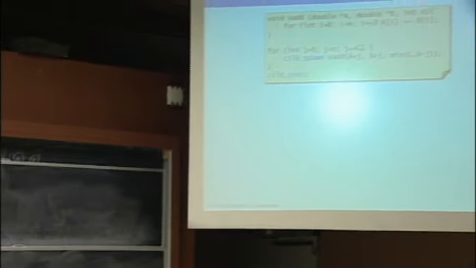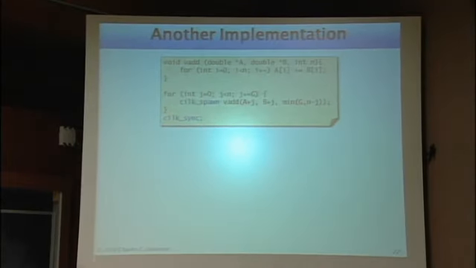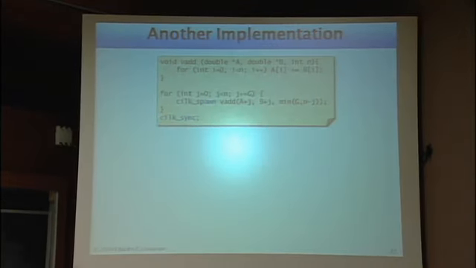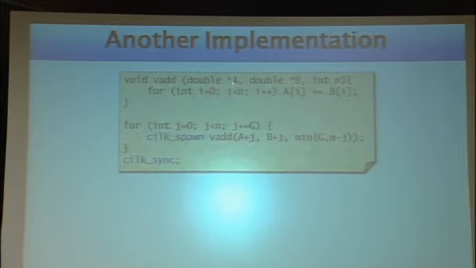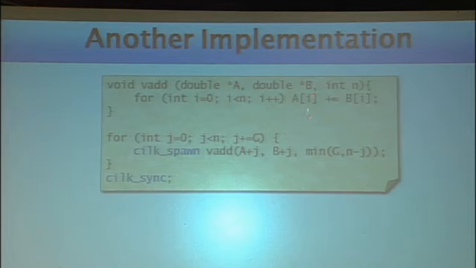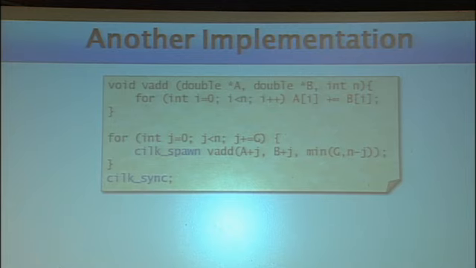Let's take a look at another implementation just to try to understand this issue. Suppose I'm going to do a vector add. Here I have a vector add of two arrays, where I'm basically saying A[i] gets the value of B[i] added into it. That's the code we had before. But now I'm going to implement a vector add using cilk_spawn.